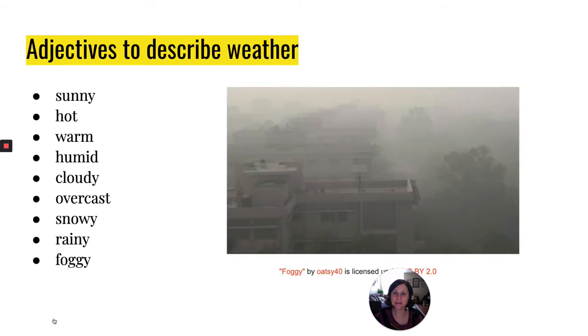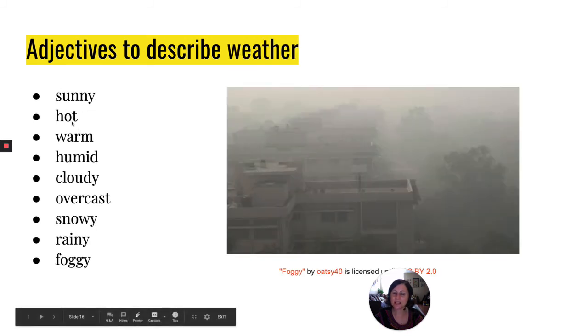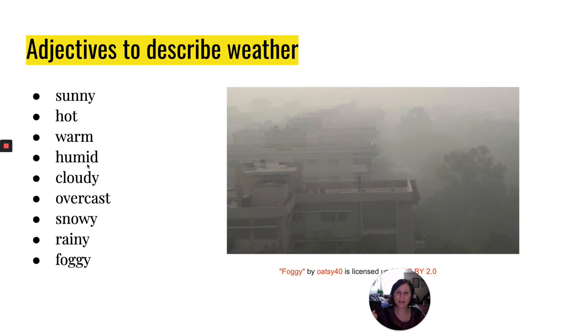There are adjectives to describe weather, sunny, hot, warm, humid. That means when it's wet. It's like wet outside. There's wetness in the air. Cloudy, overcast. Overcast is similar to cloudy. It means that the clouds are covering the sun.